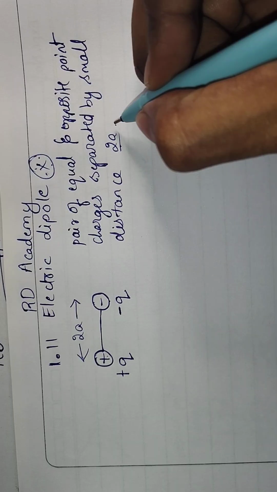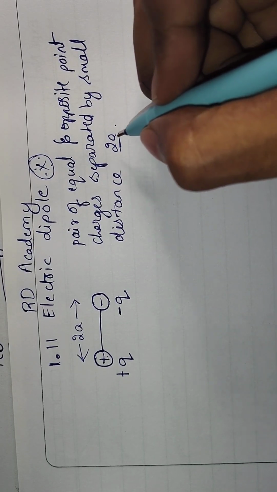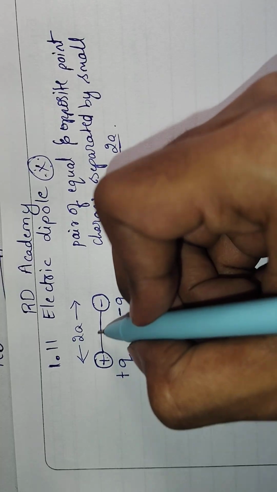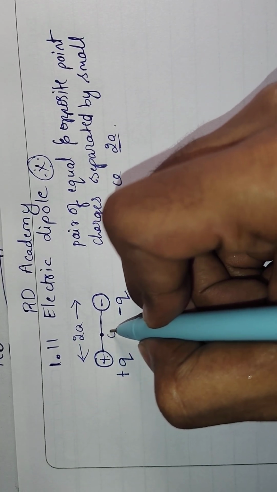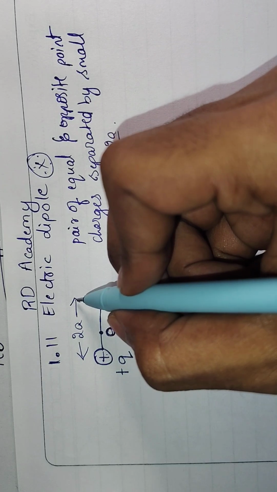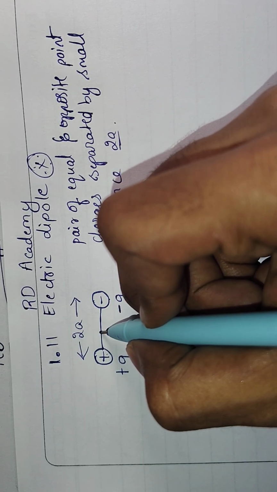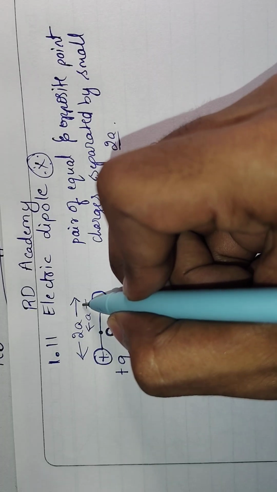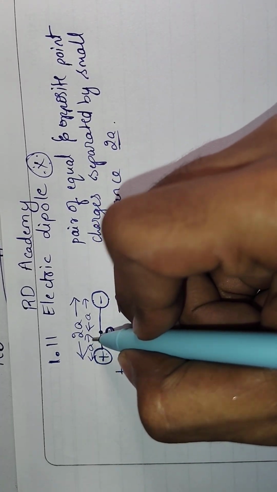Now it is not necessary that this distance should always be 2a. You can also take it as a. But what happens if you take it as a and this is the center of the dipole? Point O is the center of the dipole and this total distance is 2a. Now what is the distance from the center of the dipole to the negative charge? This distance is a, and this distance is a.